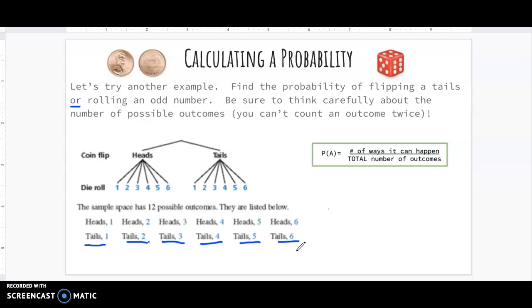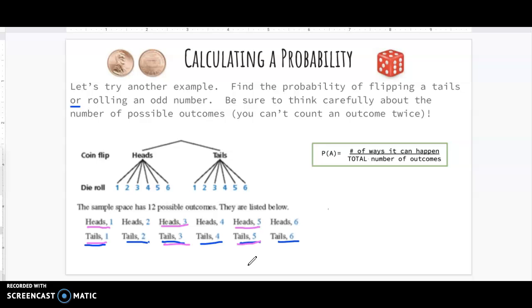Now the next thing that I want to look at is all of the situations where, let's see here, I'm going to change my color. How about let's do magenta. Okay, so now I want to look at all of the outcomes where I have rolled an odd number, right? So I've got an odd number here, here, here, here, here, and here. And what you see, right? So I've got a 6 out of 12 probability of flipping a tails, and I've also got a 6 out of 12 probability of rolling an odd number.